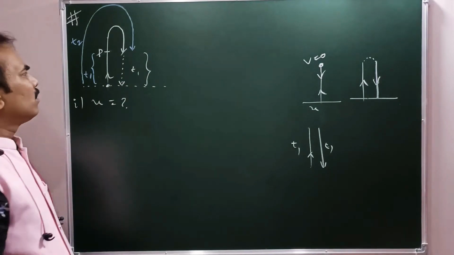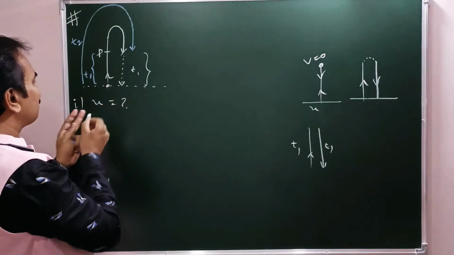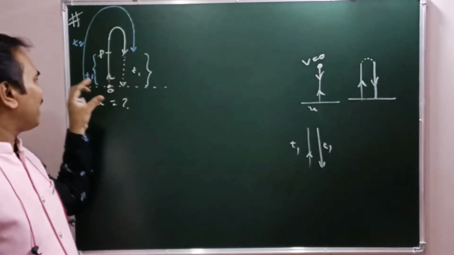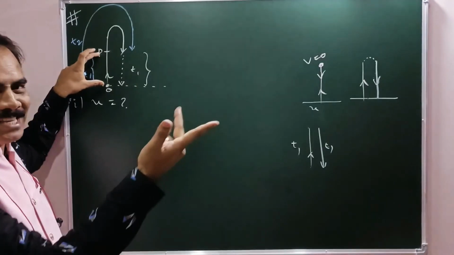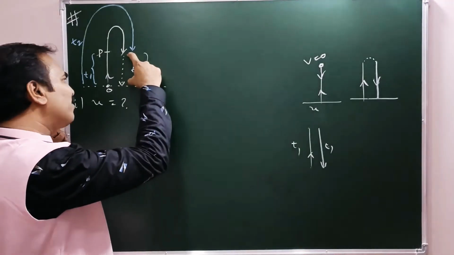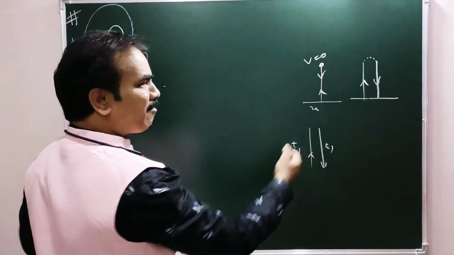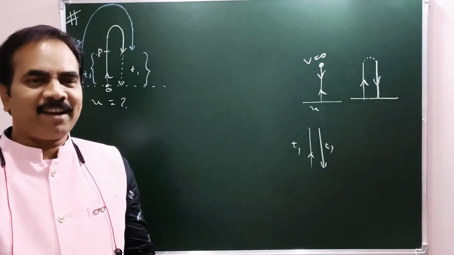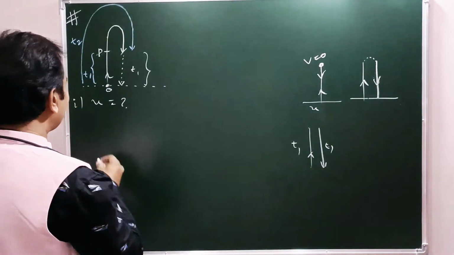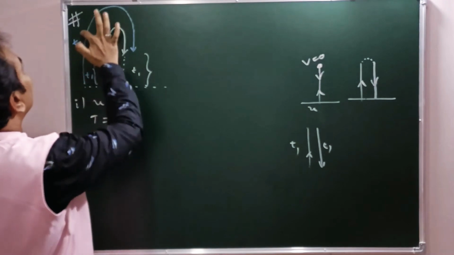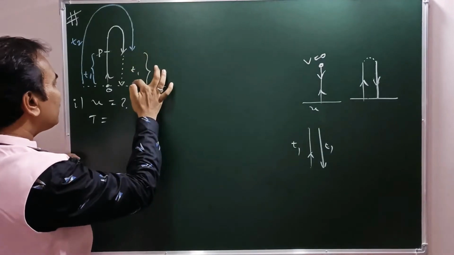Am I right? See once again, suppose this is the point of projection O. What is the time taken to reach P from O directly? T1 during ascent. During descent from P to O, what is the time taken? T1. Why? Because time of ascent equals time of descent, in case there is no air friction. So what is the time of flight here? Time of flight capital T equals, see carefully, here it is T2, here it is T1.